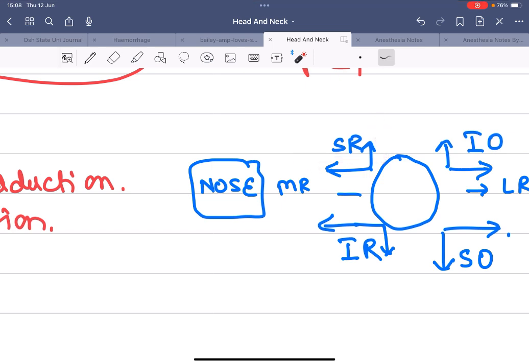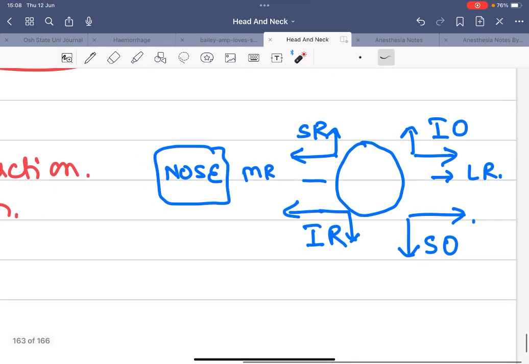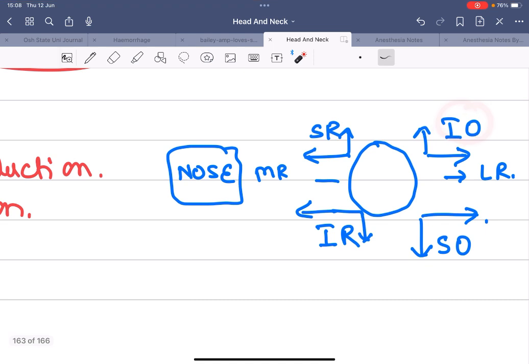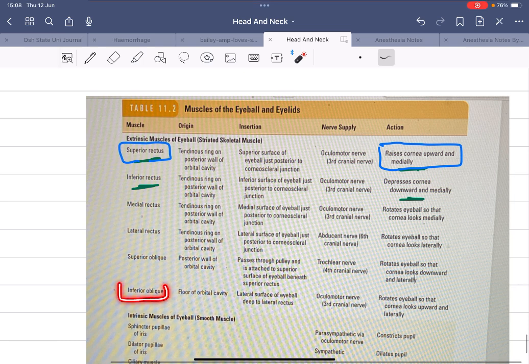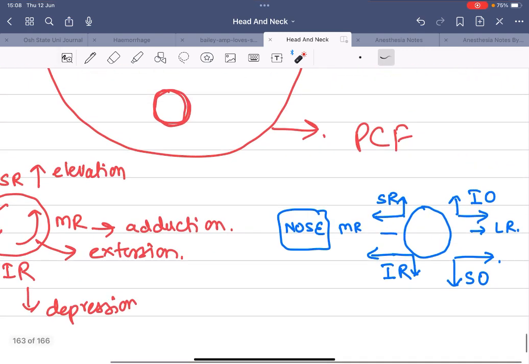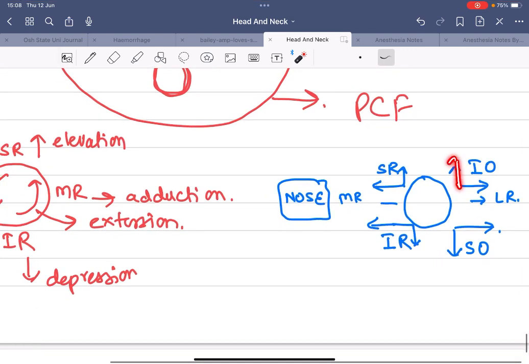Inferior oblique muscle. It raises the cornea upward and it also moves the cornea laterally. Now see here, inferior oblique muscle. This is our inferior oblique muscle. It rotates the eyeball so that the cornea looks upward and laterally. See here. Cornea looks upward and laterally. So this is how you can make your life easier.